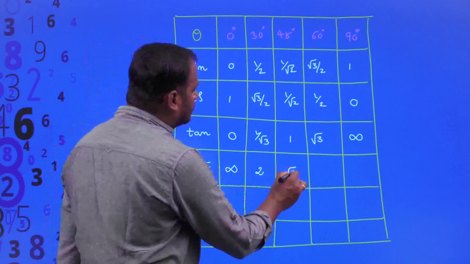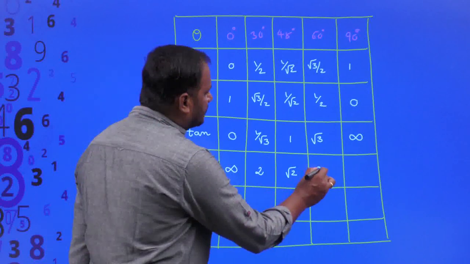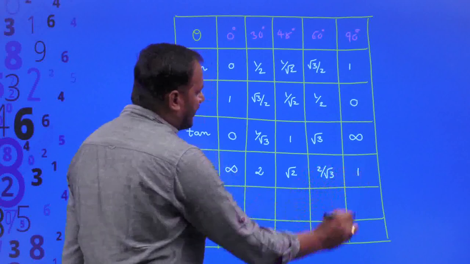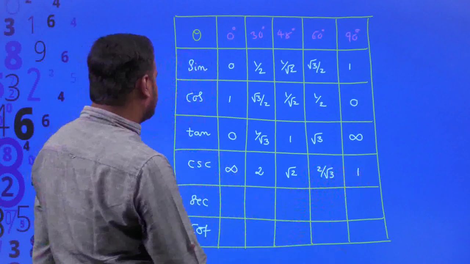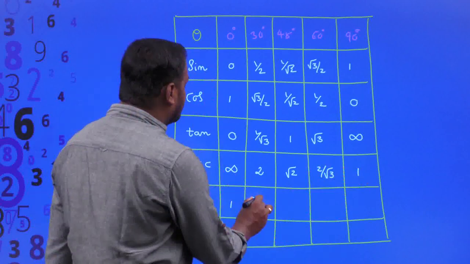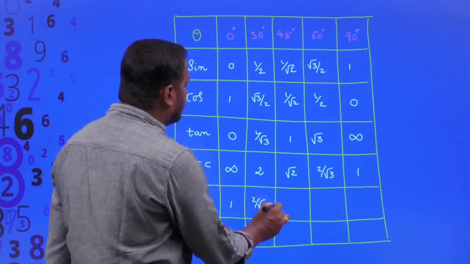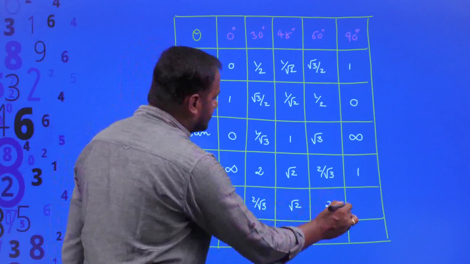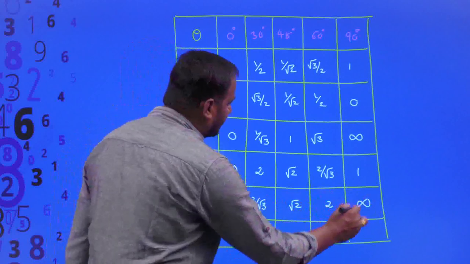is equal to root 2, cosecant 60 is equal to 2 divided by root 3, and cosecant 90 is equal to 1. Coming to secant values, so secant 0 is equal to 1, secant 30 is equal to 2 by root 3, secant 45 is equal to root 2, secant 60 is equal to 2, secant 90 is equal to undefined.